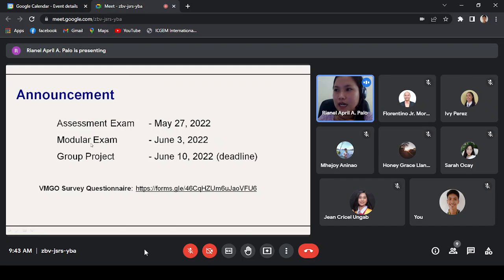Then, modular exam, that will be next Friday, June 3. Also, sa atong group project na-post na nako last week, last Wednesday. So, June 10 ato deadline ana. That will be next week, Friday, June 10.